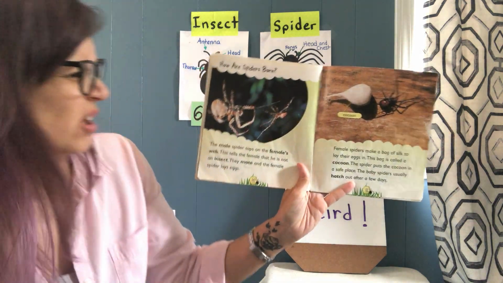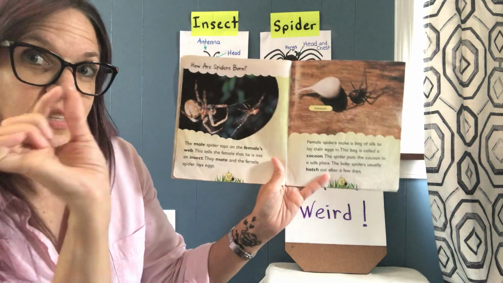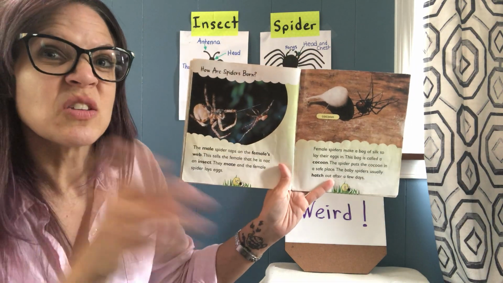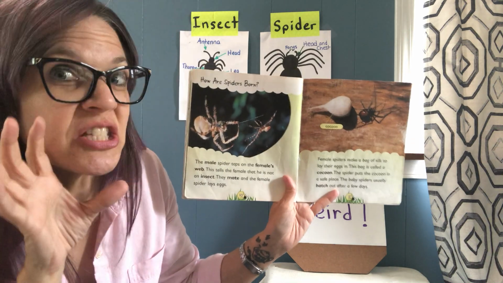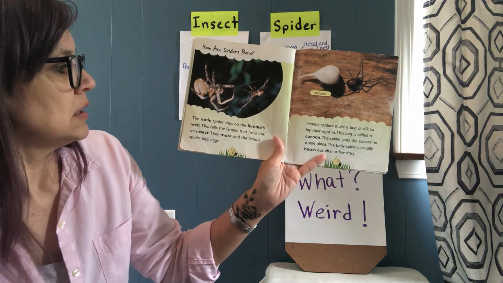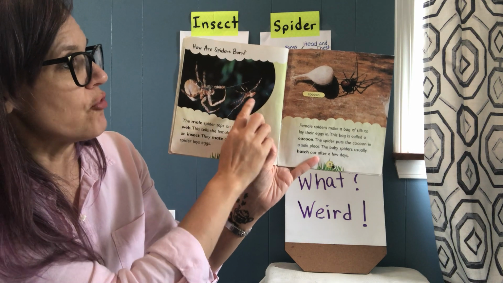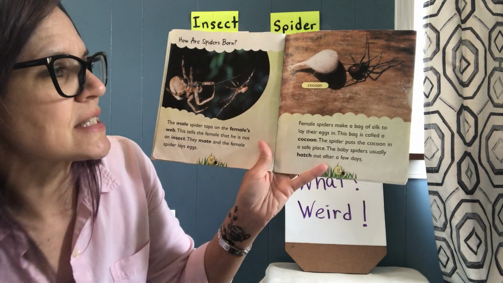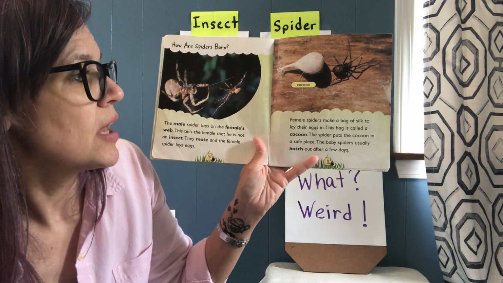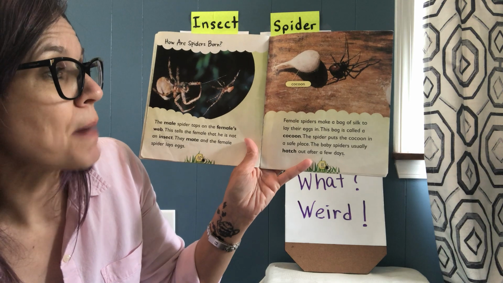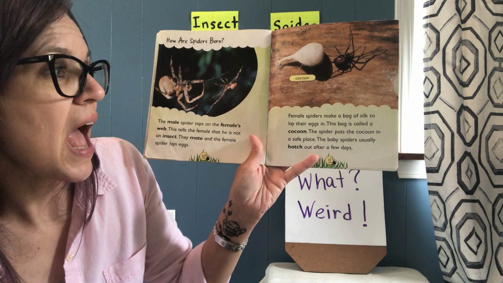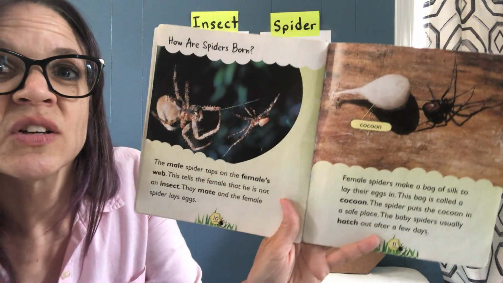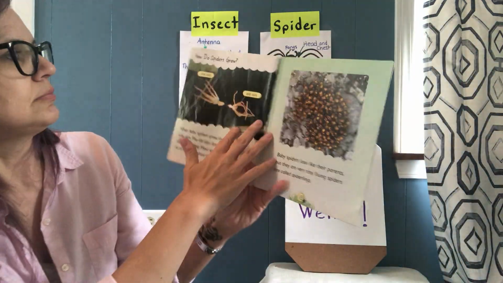How are spiders born? The male spider, remember he's the smaller one, taps on the female's web. He taps on it so she knows, hey, I'm not an insect, don't eat me. And then, after they mate, the female lays eggs and she puts them in here. Female spiders make a big bag of silk to lay their eggs in. This bag is called a cocoon. The spider puts the cocoon in a safe place, and the baby spiders usually hatch out after just a few days. So she's got her babies in there.